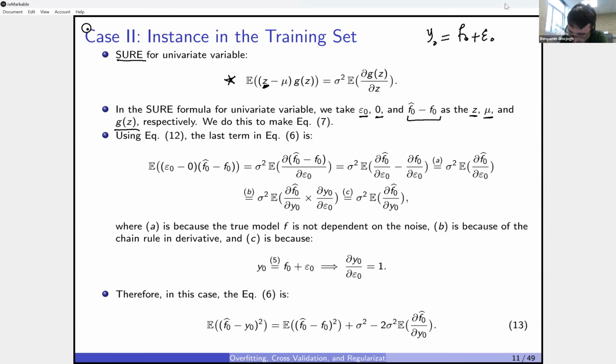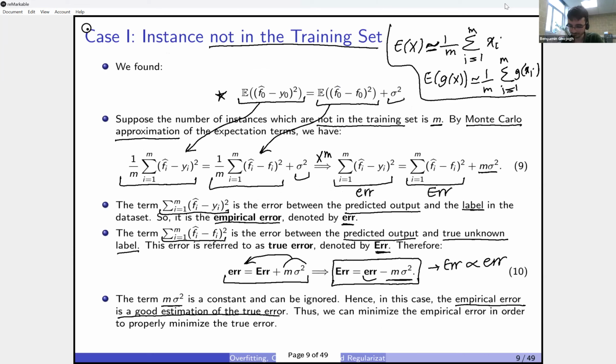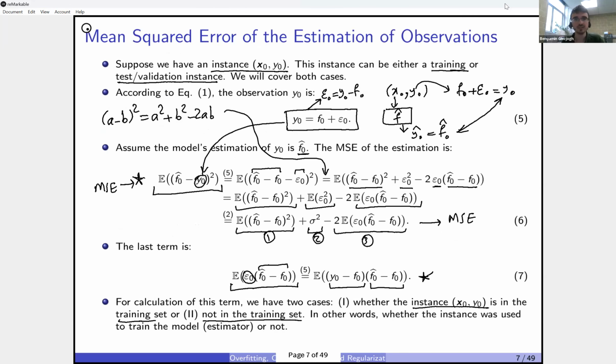Because in the left-hand side of SURE, I want to make the third term of the mean squared error. Recall what we had in the mean squared error, the third term. Let me go back. Here, the mean squared error had 3 terms, and for the third term, which was equation 7, I told you that I will consider 2 cases. We already talked about case 1. Now in case 2, we want to make this and analyze it. It's similar to the left-hand side of SURE. We took the variables in a way that makes this equation 7, the third term of the mean squared error.